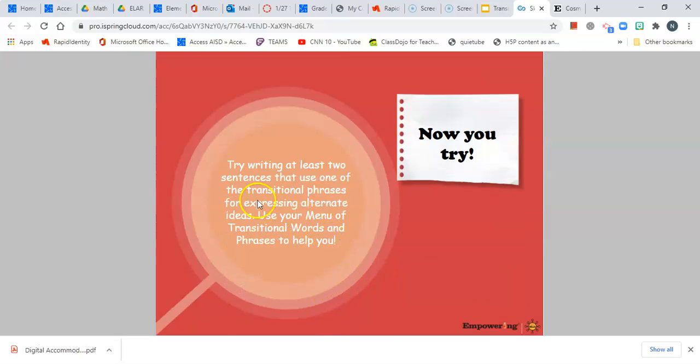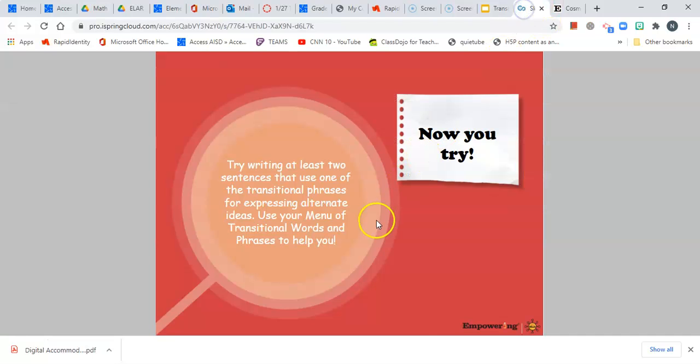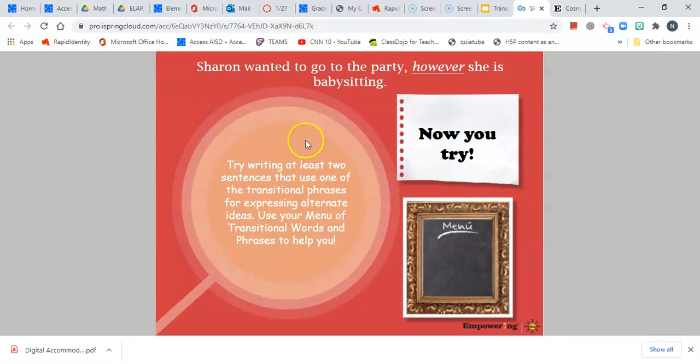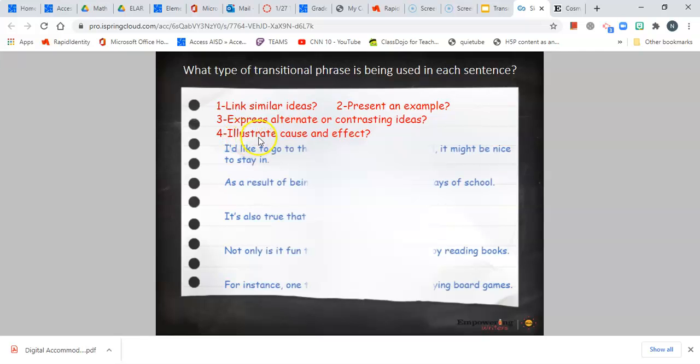So now it's your turn for you to write two sentences that use one of the transitional phrases for expressing alternate ideas. And then you will do that on slide number 11 in your assignment. Here's another one. Sharon wanted to go to the party, comma, however, she is babysitting. So she can't go to the party because she's babysitting. As we finish along, what type of transitional phrase is being used in each sentence? We have 4 different types of transitional phrases.